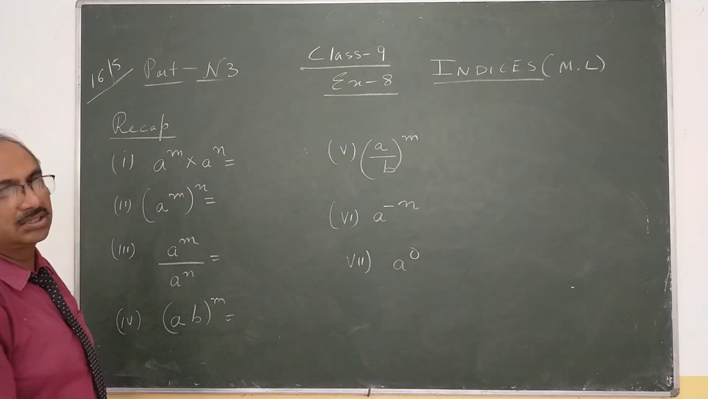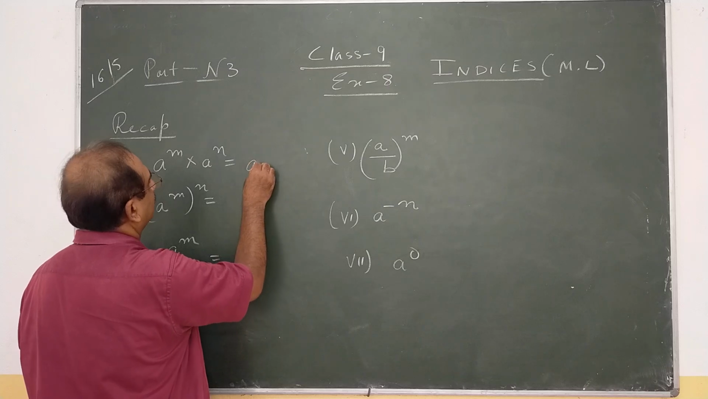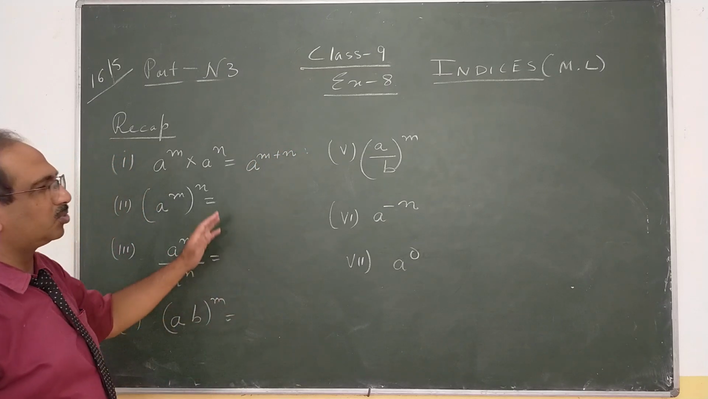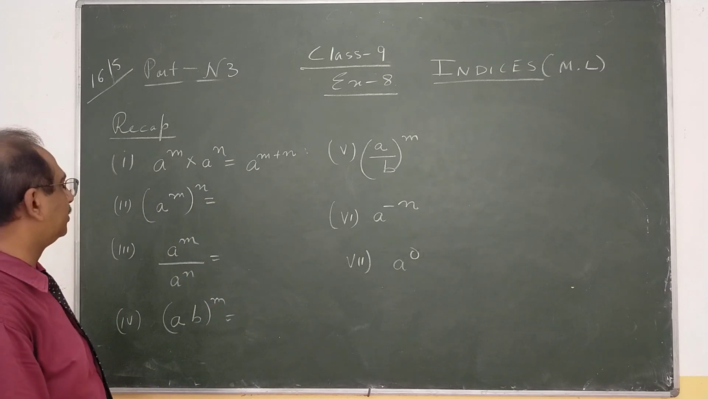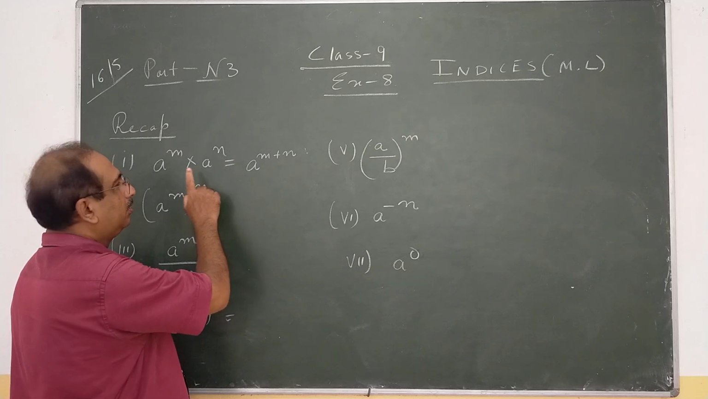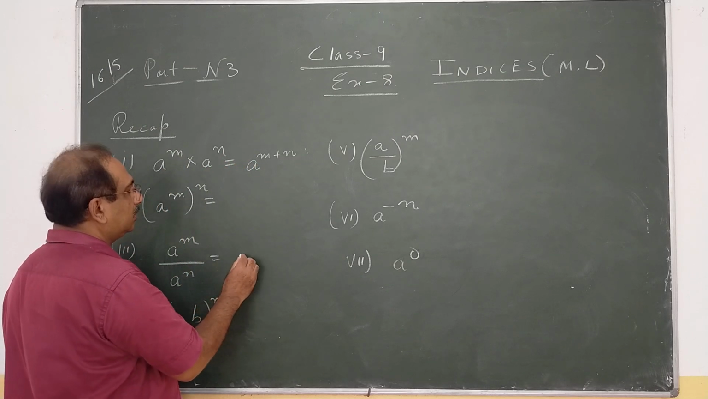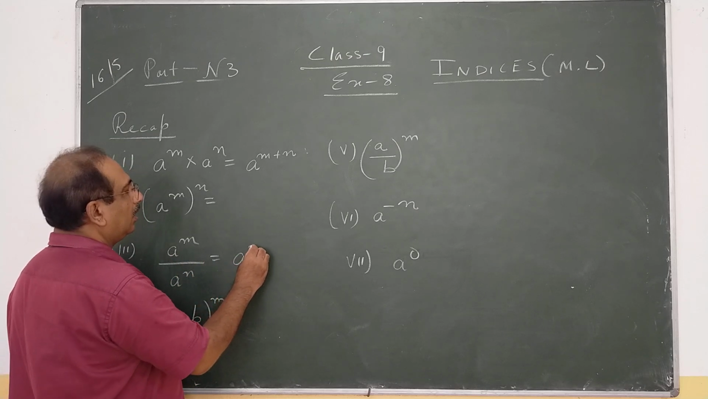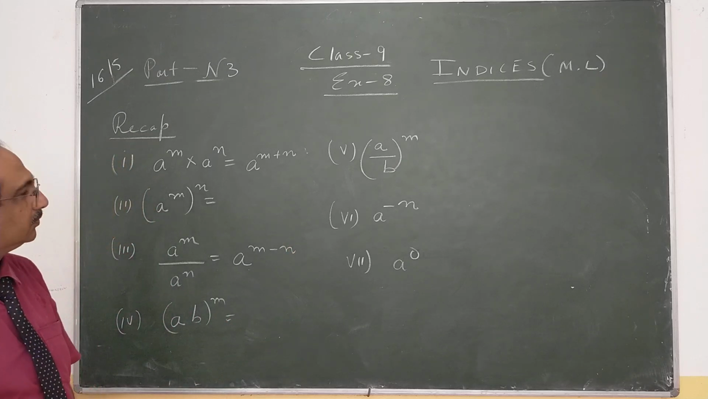First let us start. This is called product law. When bases are same, powers are added. If you want it in detail, see my first video which I have done with examples. Similarly, this is quotient law. When bases are same and we have division, then powers are subtracted.